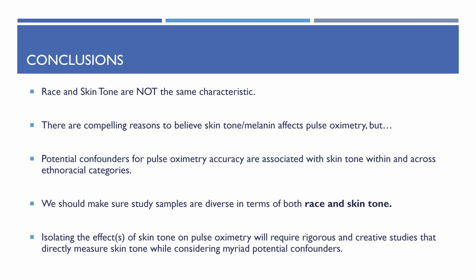So to close, I just want to hit a few points. First of all, race in terms of the census category, self-identification, and skin tone as perceived from people, a socially perceived, visually perceived skin tone, are not the same characteristic. And I think there are a lot of really compelling reasons to believe that skin tone, melanin, pigmentation affects pulse oximetry. I think it definitely is a part of this overall puzzle, but it's also the case that there are potential confounders that have to do with mental and physical health in particular, that are also associated with skin tone.